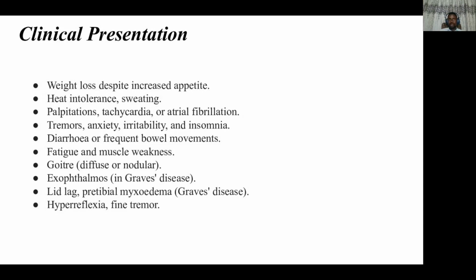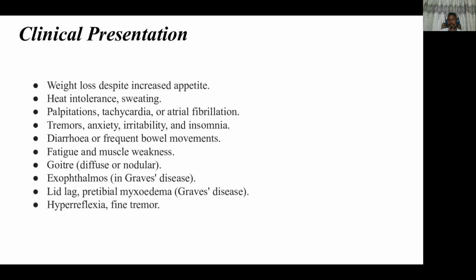This is because, like we saw, the thyroid hormones actually increase basal metabolic rate. When that is too much and exaggerated, you find that metabolism increases drastically, and this could lead to weight loss. You could also find patients with heat intolerance, excessive sweating. Patients can have palpitations, tachycardia, that's a heart rate of greater than 100 beats per minute, or atrial fibrillation.